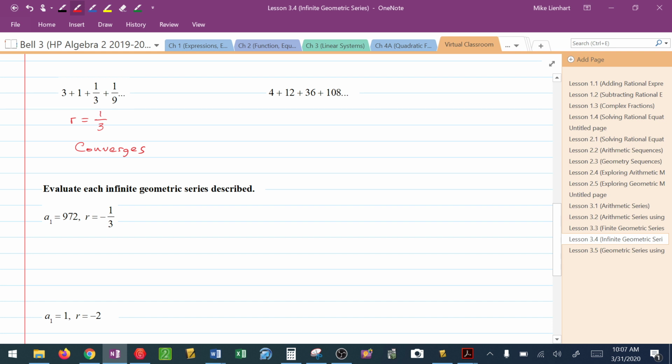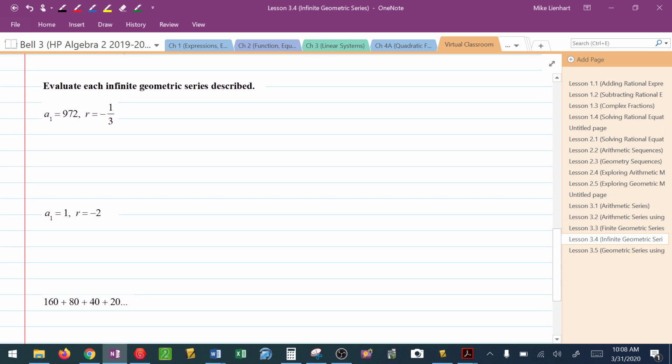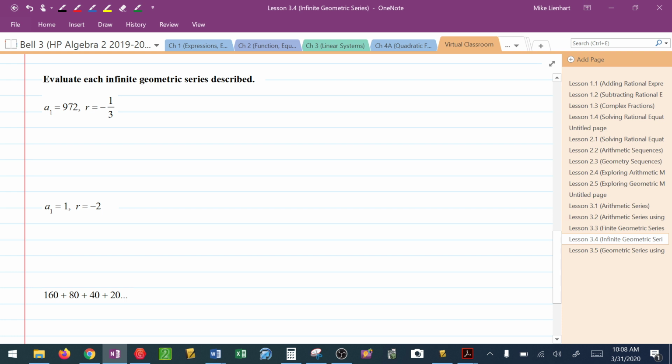Okay? Now, if you notice this pattern right here, the R value for this would be 12 divided by 4, or 3. Because this R value is greater than 1, we would say that this diverges. And if you notice, I didn't just write down converge or diverge. I defended it by saying this is what my R value is. Okay? So if it is infinite and it has an R value whose absolute value is less than 1, we can find the sum of the series.